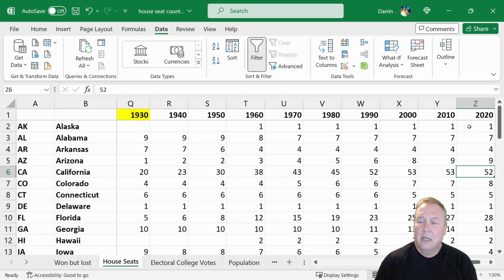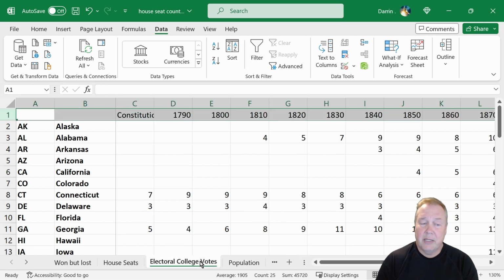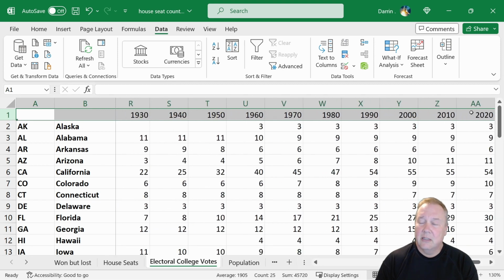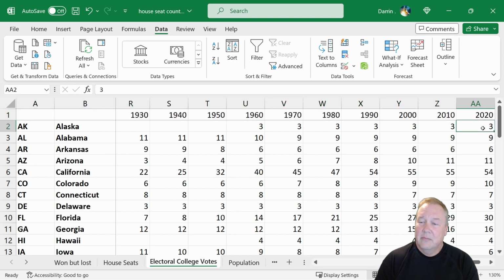So a person living in Alaska has 52 times more Senate representation than a person living in California, and also has considerably more electoral college representation for presidential votes. Now, this is why it's considered to be somewhat inappropriate by some people. If we look at the electoral votes here, Alaska is three electoral votes compared to 54 votes for California.